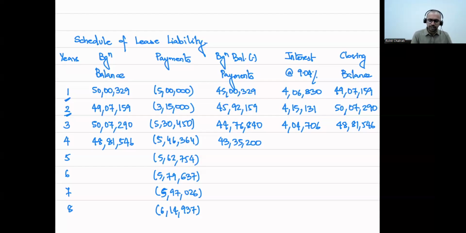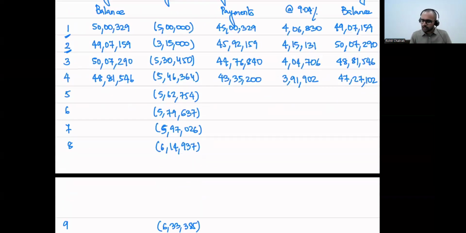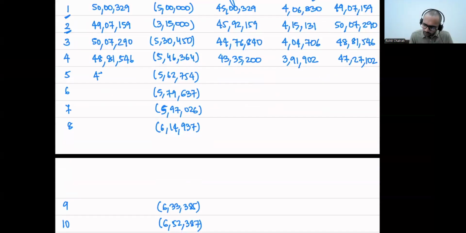On that, we have an interest of 9.04 percentage, which is equal to 3 lakh 91,902, and the closing balance is going to be 43,35,204 plus 3,91,902, which is equal to 47,27,102. So the closing balance for year 4 will be 47,27,102. For year 5, that will get rolled forward as 47,27,102.